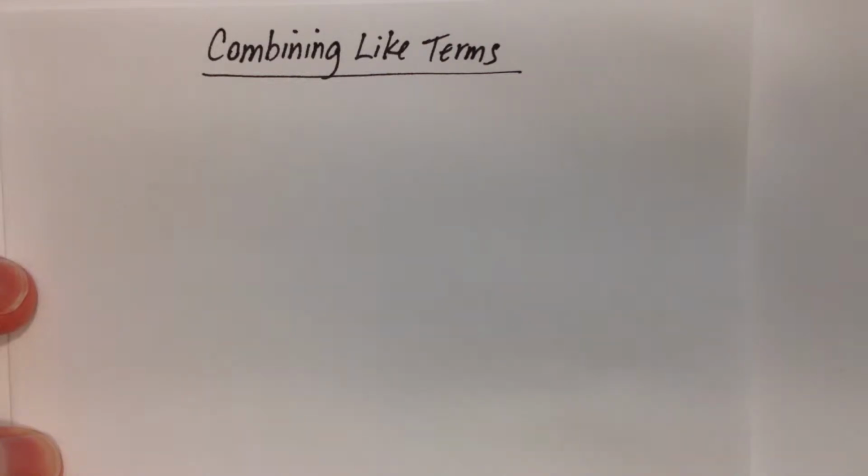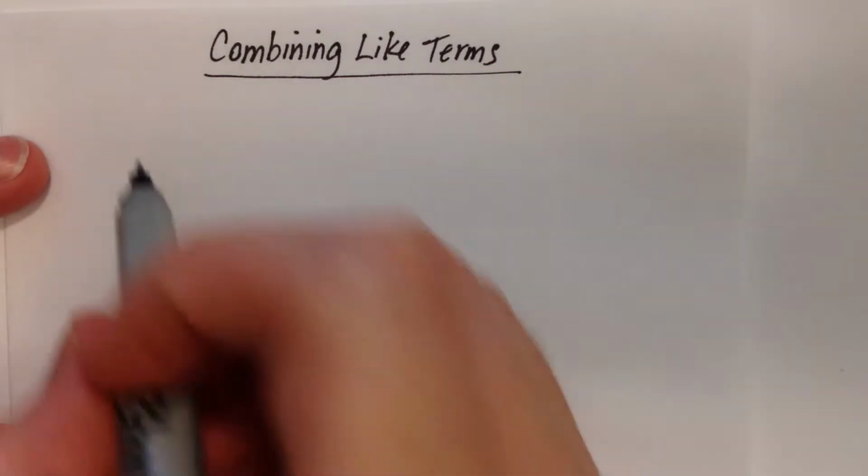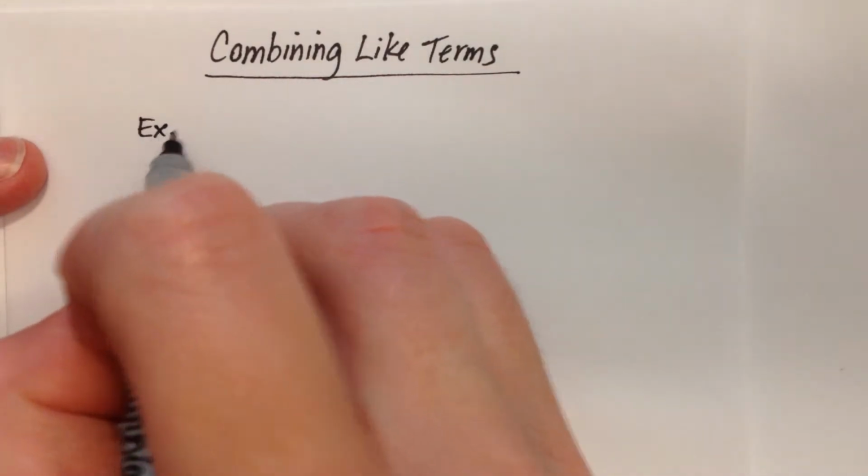In this video, we're going to discuss combining like terms. So what are like terms? Well, a good definition for like terms is terms that have the same variables and the same exponents on those variables. So what does that look like? Well, let's look at an example.